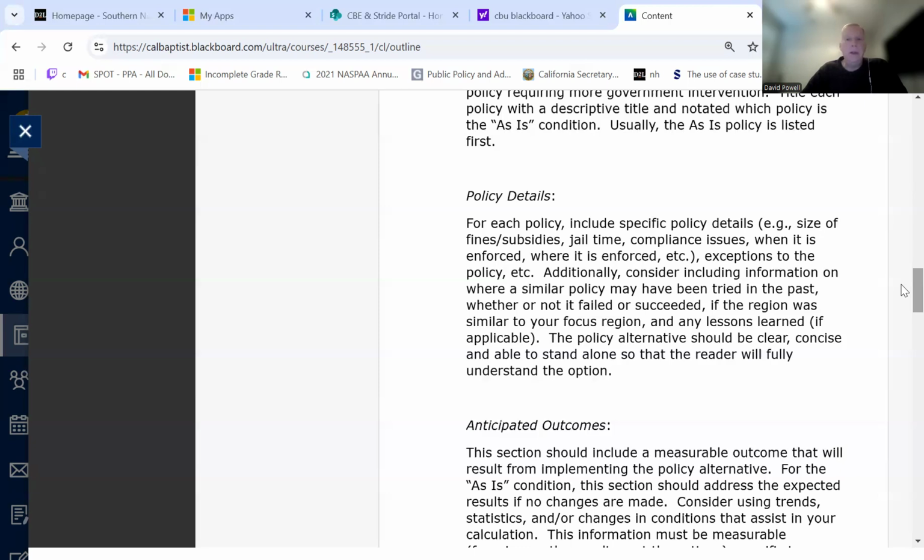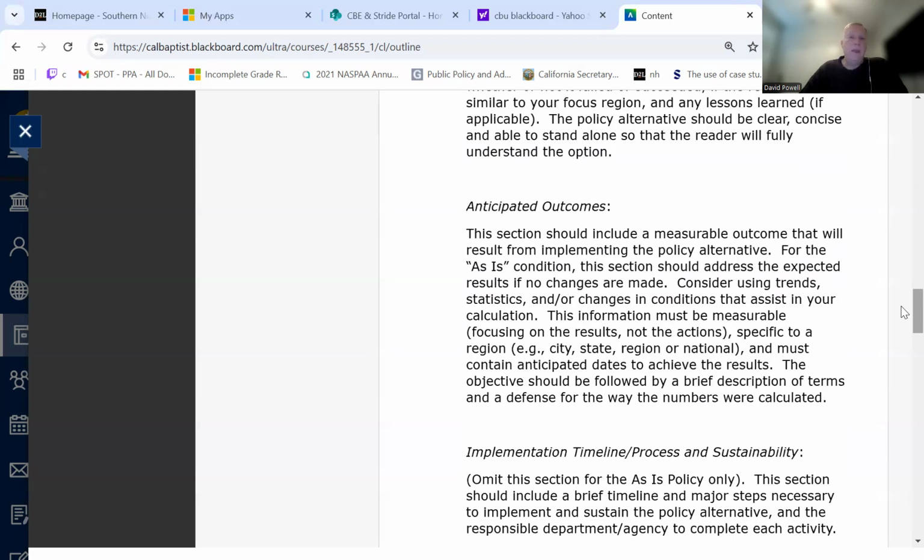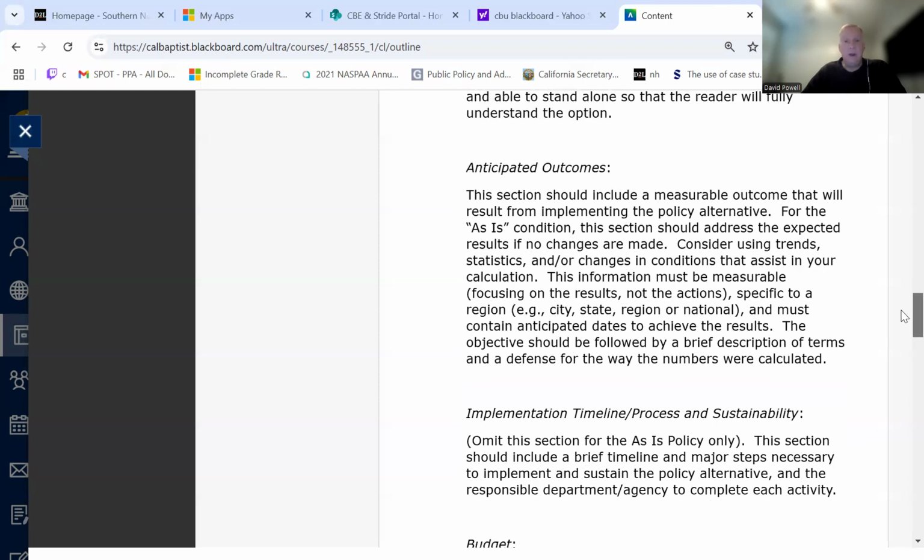Policy alternatives should be clear, concise, and able to stand alone so the reader will fully understand each one of those options. Then the anticipated outcomes section will focus on the measurable outcome that will result from implementing each of the policy alternatives. The as-is condition section should address the expected results if no changes are made. You should consider using trends, statistics, other changes and conditions that assist in your calculation. Information must be measurable, specific to the region, contain anticipated dates to achieve the results.